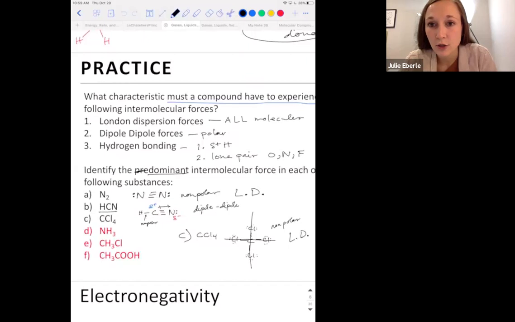And you would draw out the Lewis structure. You would ask yourself these kinds of questions. Does it have the requirements for hydrogen bonding? What are the 2 requirements for hydrogen bonding? Anybody remember?